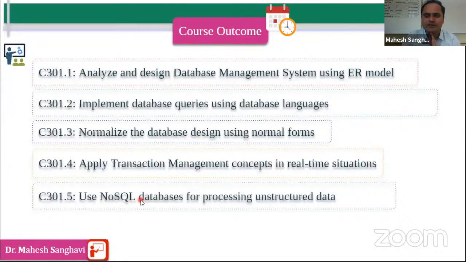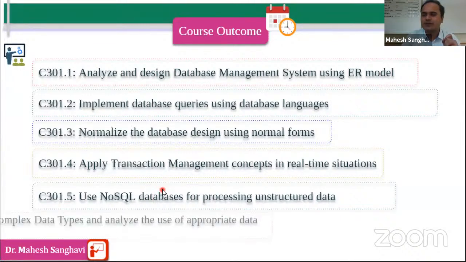Then use of NoSQL. This is your fifth outcome. Use of NoSQL databases for processing unstructured data. Nowadays, there are basically two types of data available in the market. Structured means one blank form is given, one structure is given, and you simply fill up that particular form. That is known as structured. Unstructured means nothing is given to you. Entire freedom is given to you, and you have to write by your own. Nowadays, unstructured is playing a great role. And to handle unstructured, we need NoSQL databases. So that is what we have to learn in course outcome five.